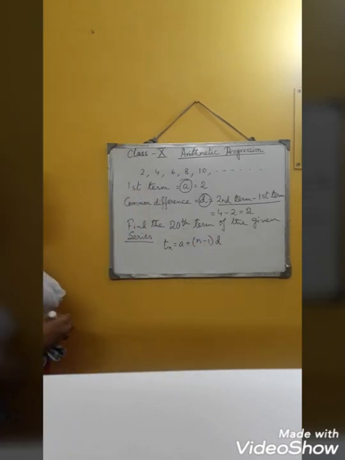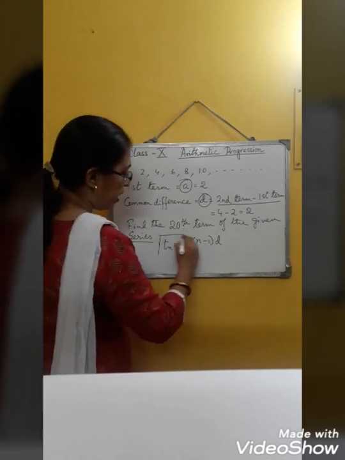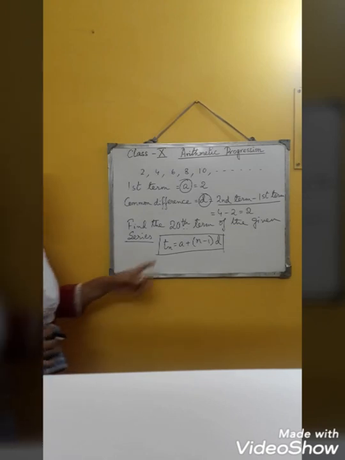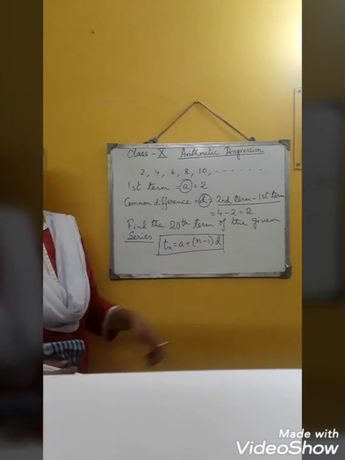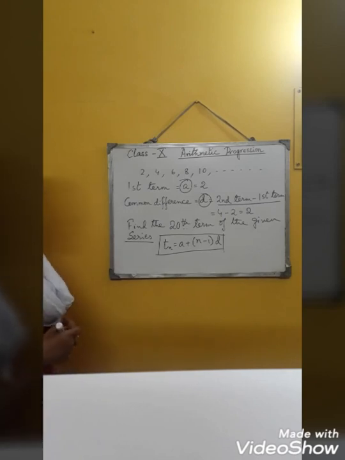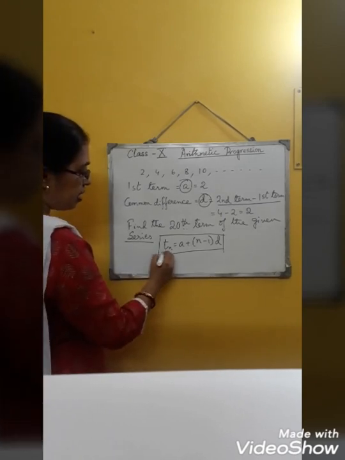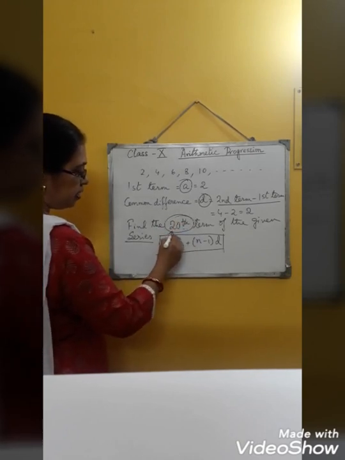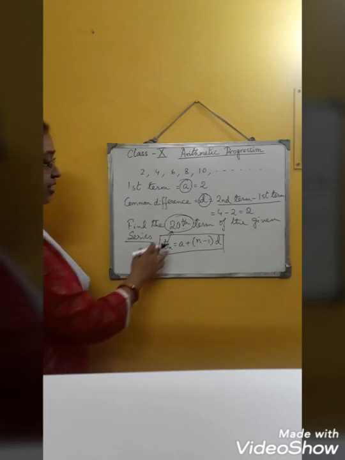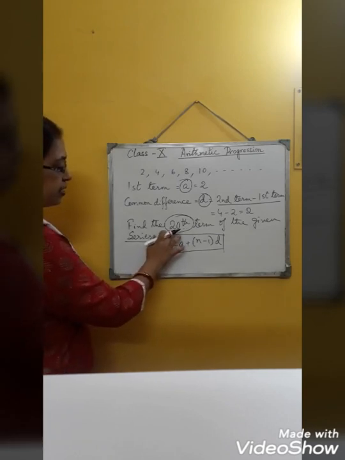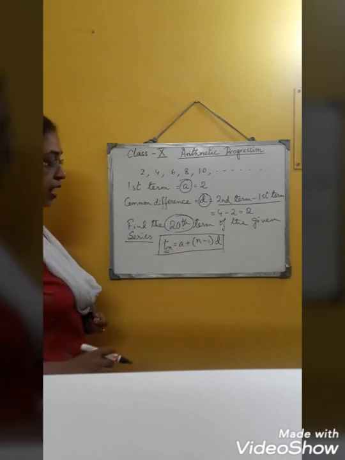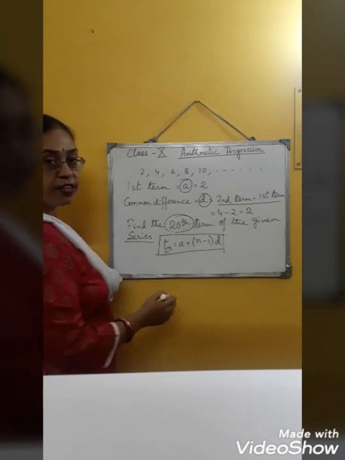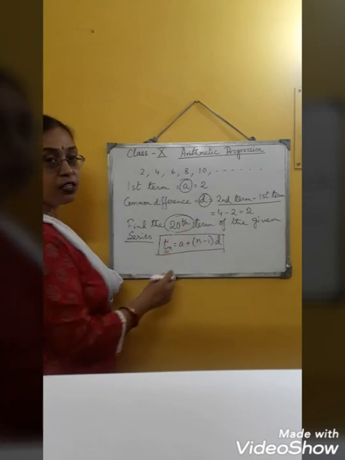We give a formula in this way. Tn is equal to A plus n minus 1 into D. Now Tn means the term wanted, that is this 20th term. If I tell you find the 20th term, Tn means this 20th term. And A, yes, the first term. D, common difference. N is the term that is wanted.